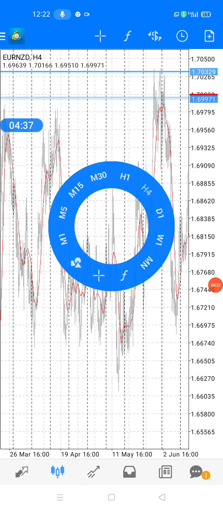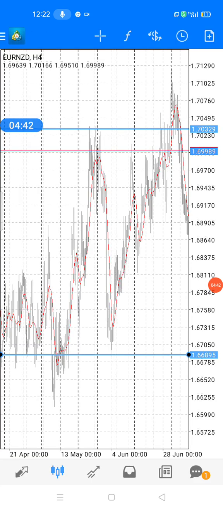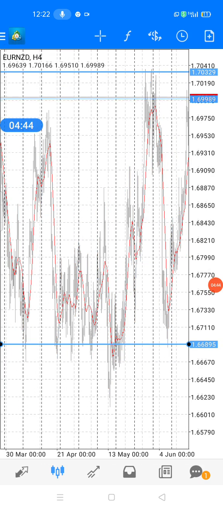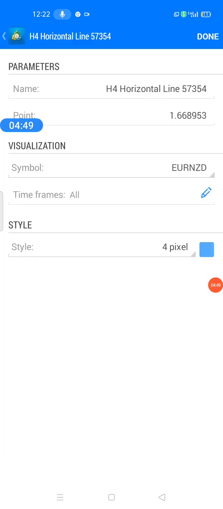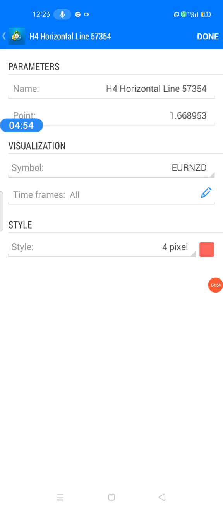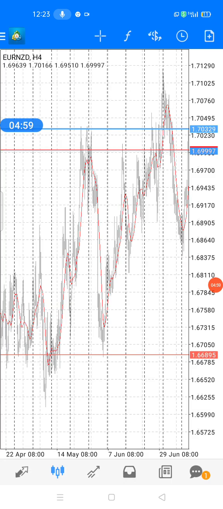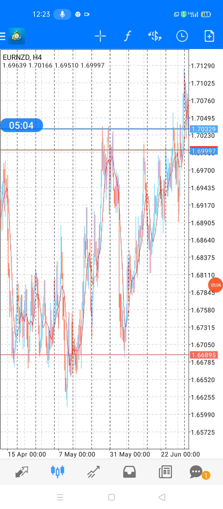Now let's quickly add the line. Click on the plus, go to your line, then put it there. Can you see the way we did it? Like I said, you can click on it, go to your edit, change the color to any color you like. Then you can change the thickness to be light or thick. Let's say we use 2, it becomes light. Can you see it? That becomes your support. We buy from the support and we sell from the resistance area.